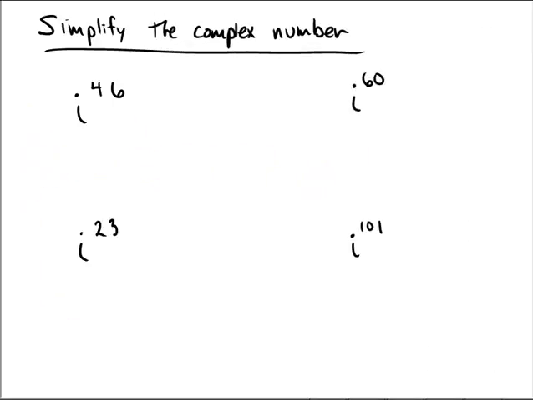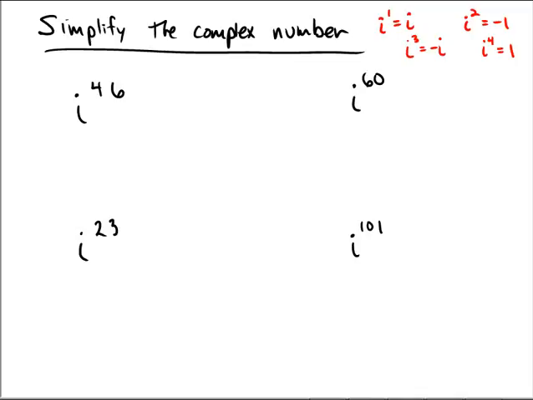Simplify a complex number, actually just a power of i. So I'm just going to remind us of some of the four basic ones, and we'll see what these reduce down into. i to the first is going to be i, i squared is negative 1, i cubed is negative i, and i to the fourth is equal to positive 1.